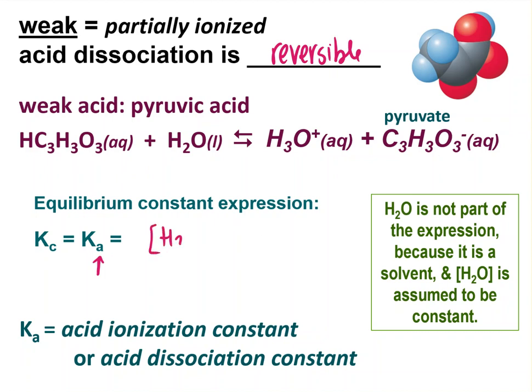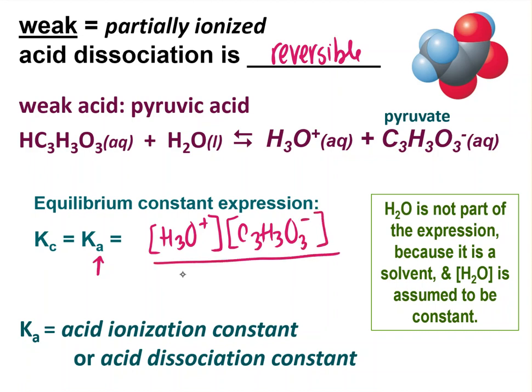We have products over reactants, so it will be ions on top. And then underneath we're going to have the unionized acid. And we leave water off because water is a solvent, its concentration is considered constant during the reaction.